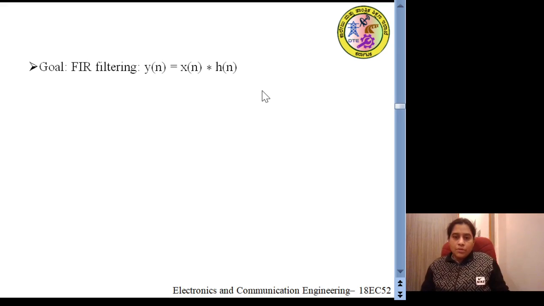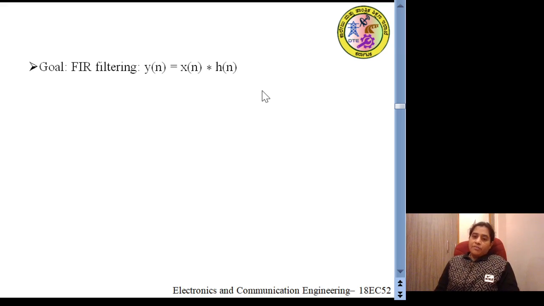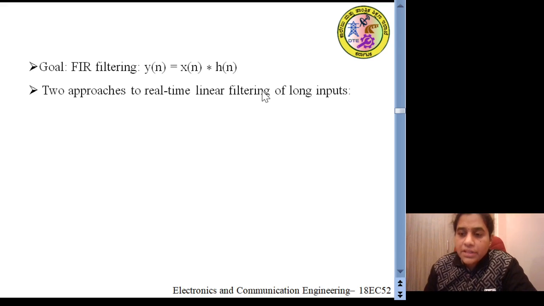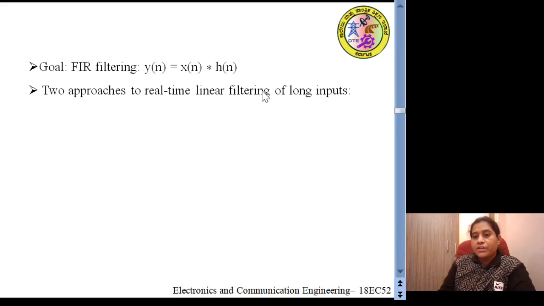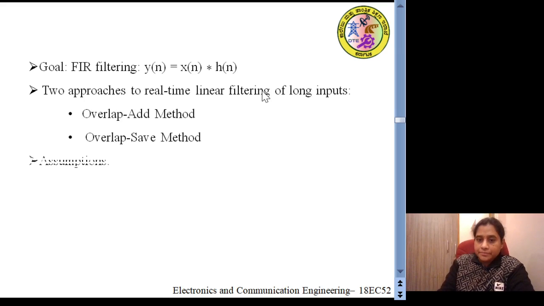So now the goal of this method is linear filtering or FIR filtering. Our system is nothing but an FIR filter. The output of that FIR filter is the linear filtered output y of n, which is the convolution result of x of n with h of n. So there are two approaches for the real-time linear filtering of long data inputs. One method is the overlap add method and another method is the overlap save method.